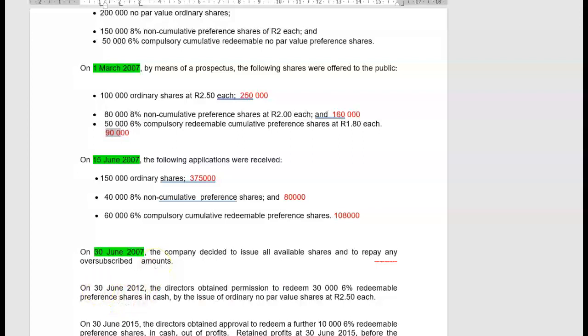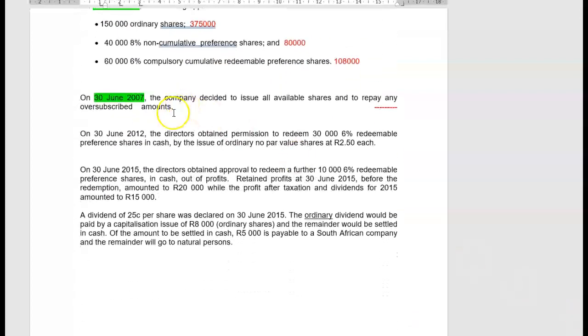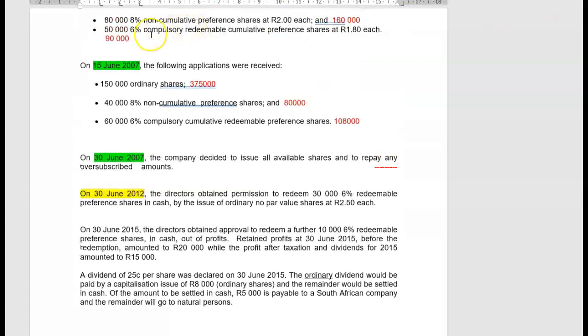Then we're done with 2007. On 30 June 2012, that's the next year that we have to do, the directors have decided to redeem 30,000 of this pref share capital. Now remember, we've only allotted 90,000, 50,000 shares equals 90,000 Rand. We are going to redeem 30,000 of those 50,000 shares.